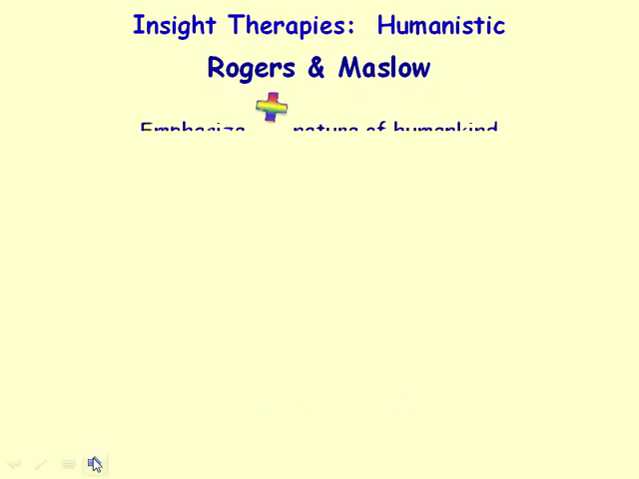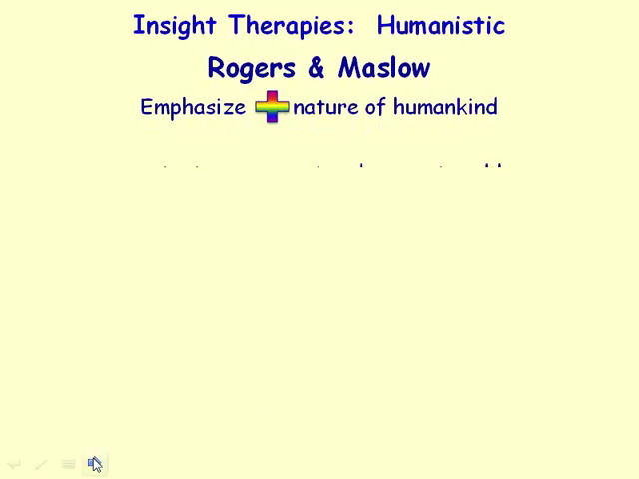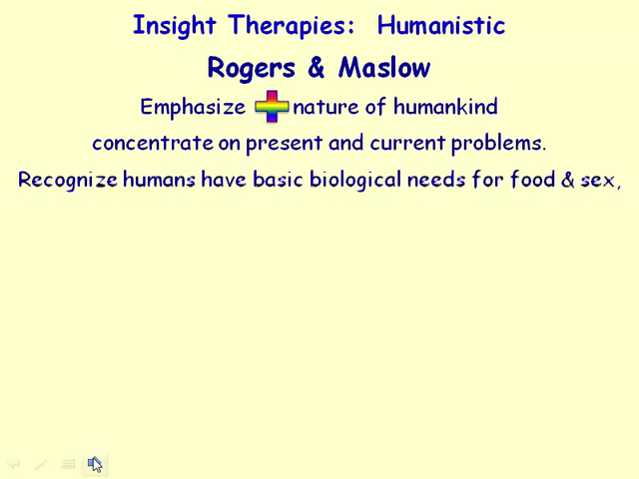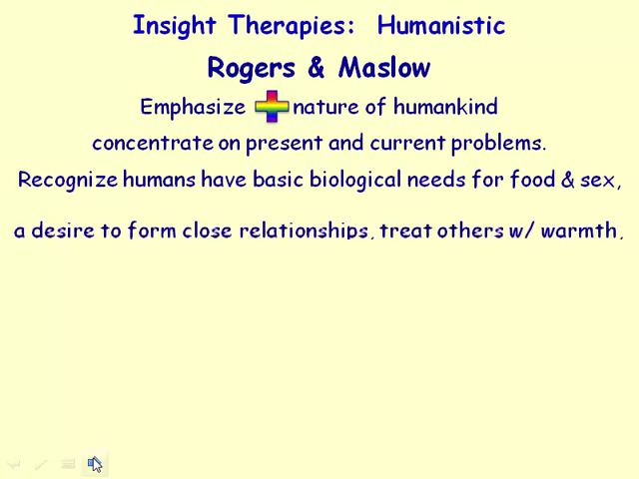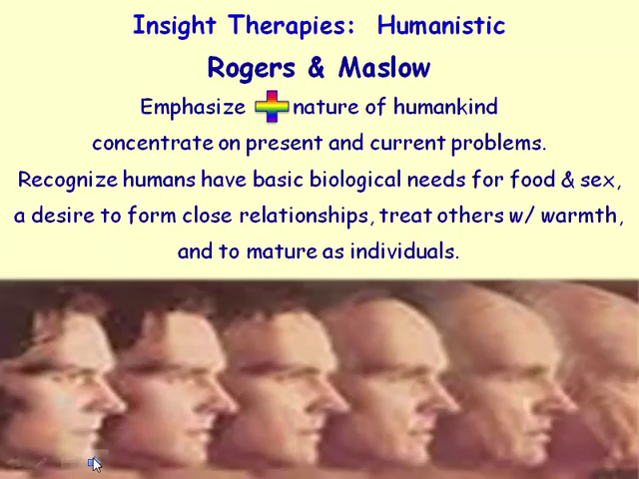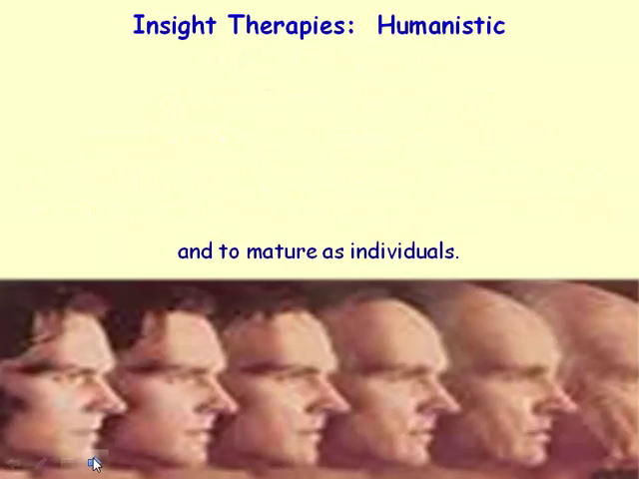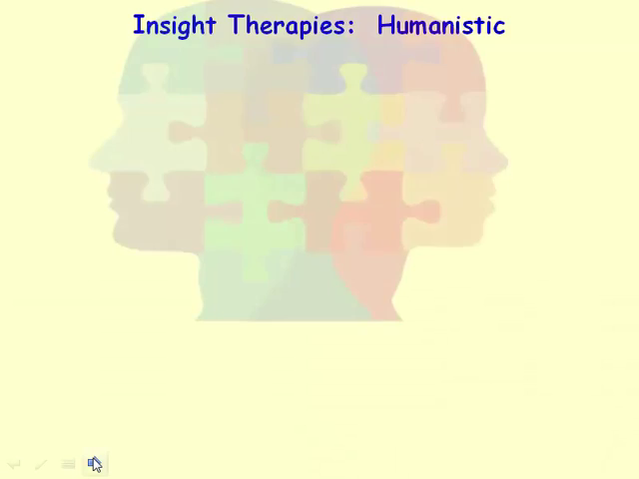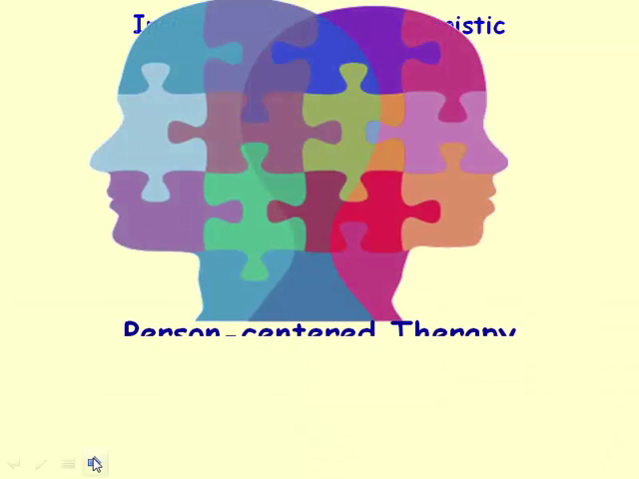Rogers and Maslow emphasized the positive nature of humans and concentrated on the present and current problems. They recognize that humans have basic biological needs for food and sex and a desire to form close relationships, treat others with warmth, and to mature as individuals.